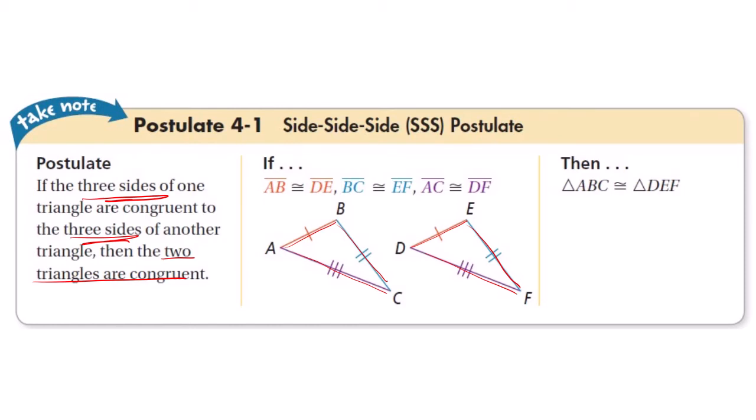Okay, so in the last lesson we were proving that all the parts were the same in order to prove that the shapes were congruent. But with triangles, if you can prove the three sides are congruent, then that's enough to say that the triangles themselves are congruent, right? So all the corresponding parts are congruent.